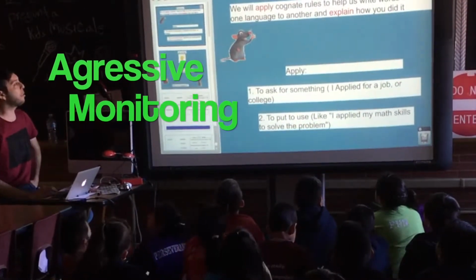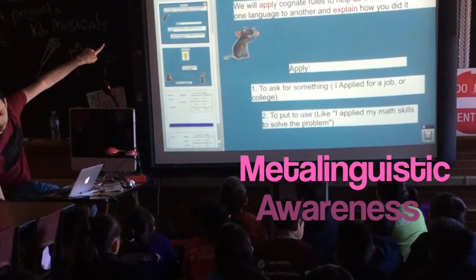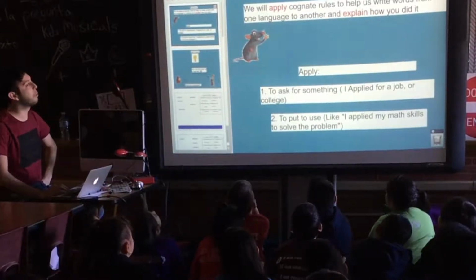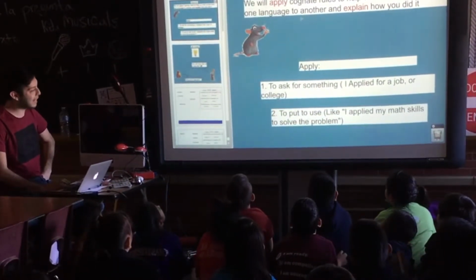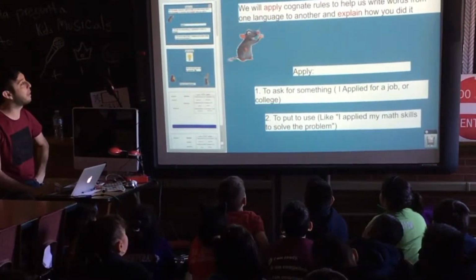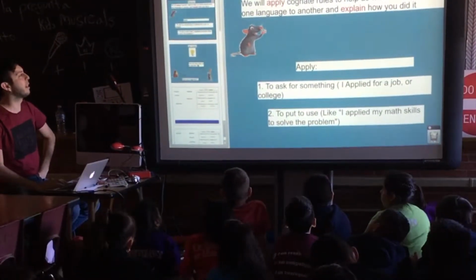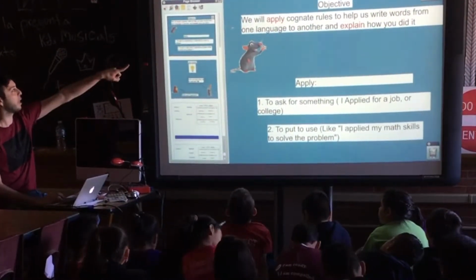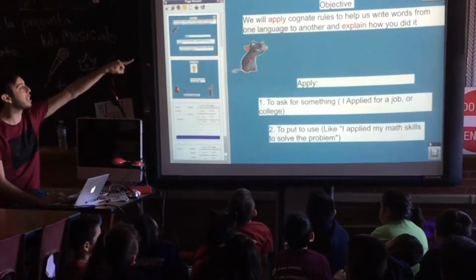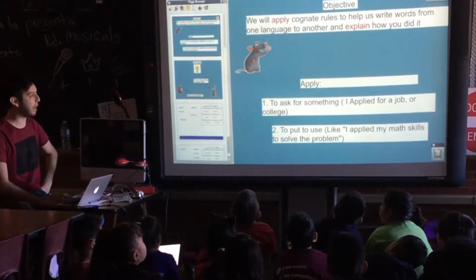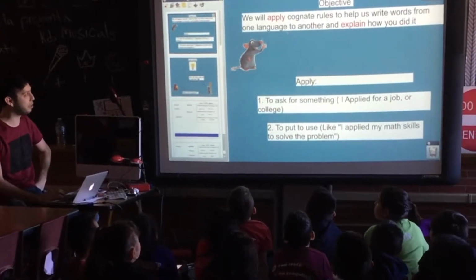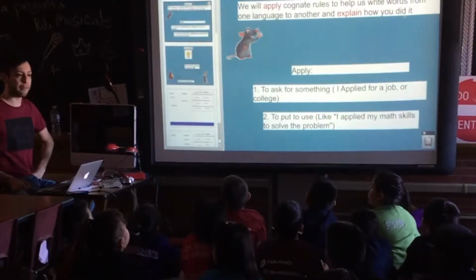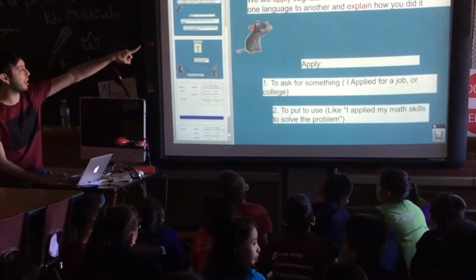Okay. Our objective today, all eyes are over here. This is our work. Can I read it? We will apply cognate rules to help us write words from one language to another and explain how you did it. Okay? So let's read it one more time just so that we can comprehend it really well. We will apply cognate rules to help us write words from one language to another and explain how you did it.